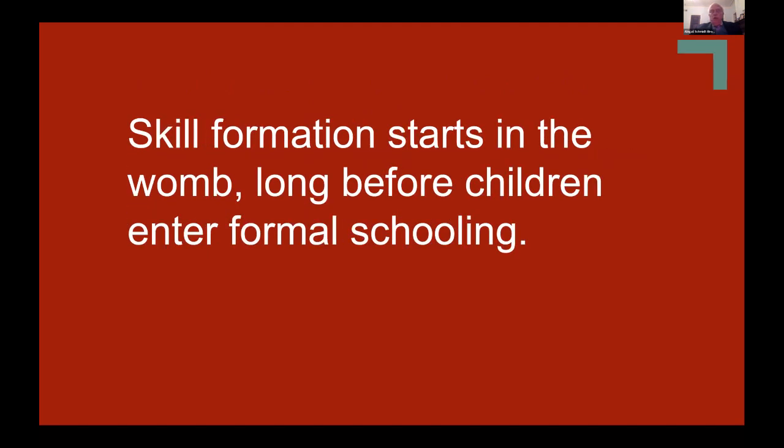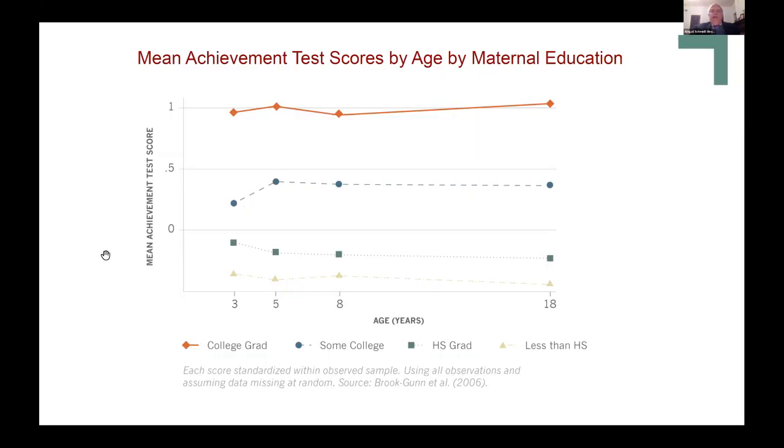It's not just school. Skill formation starts in the womb, long before children enter formal schooling. If you look at achievement test scores in the topmost graph, this is the achievement test on the y-axis, and this is the age of the child, following them from age 3 to 18. Below age 3, it's very hard to come up with good measures of achievement tests. What we can see, though, is that these scores are basically staying flat.